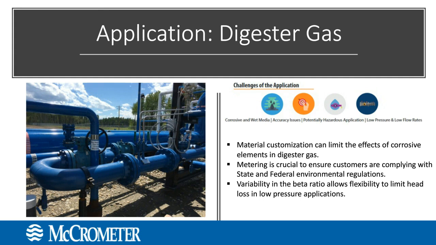And finally, we have a pretty wide variability of beta ratios that helps to limit head loss. Particularly, we've seen digester gas applications be very low pressure. So, if your head loss is taking up 50% of the actual pressure you have available, the VCone works very well to help limit that.